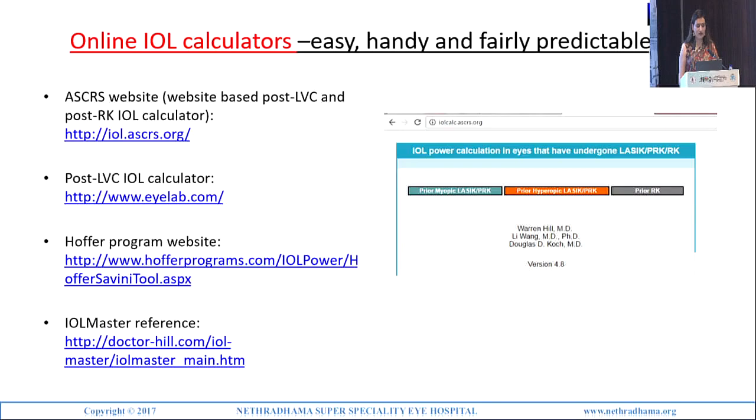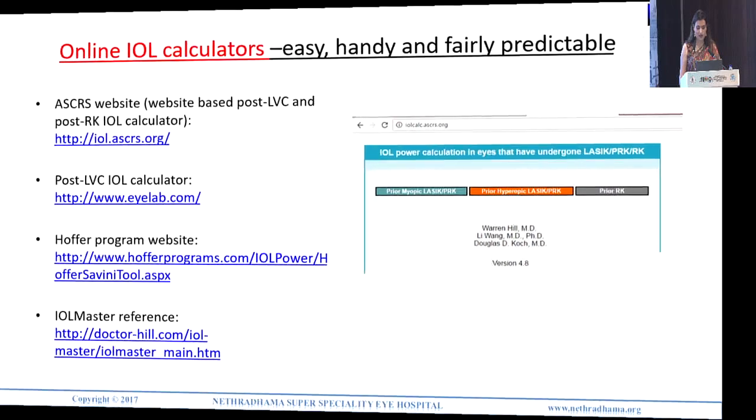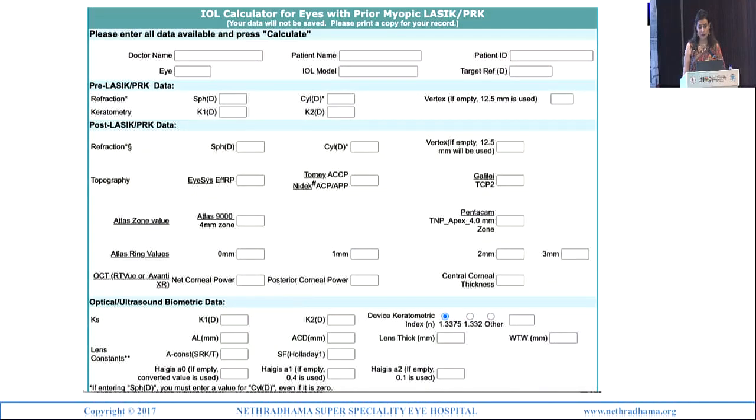Now our life is made much easier by the availability of these online IOL calculators, which are very easy, handy, and fairly predictable also. There are various calculators available online: on the ASCRS website, the post-LVC IOL calculator, the Hoffer program, as well as the Dr. Hill calculator on the Dr. Hill website. And this is a screenshot from the ASCRS website, wherein it's quite convenient to use.